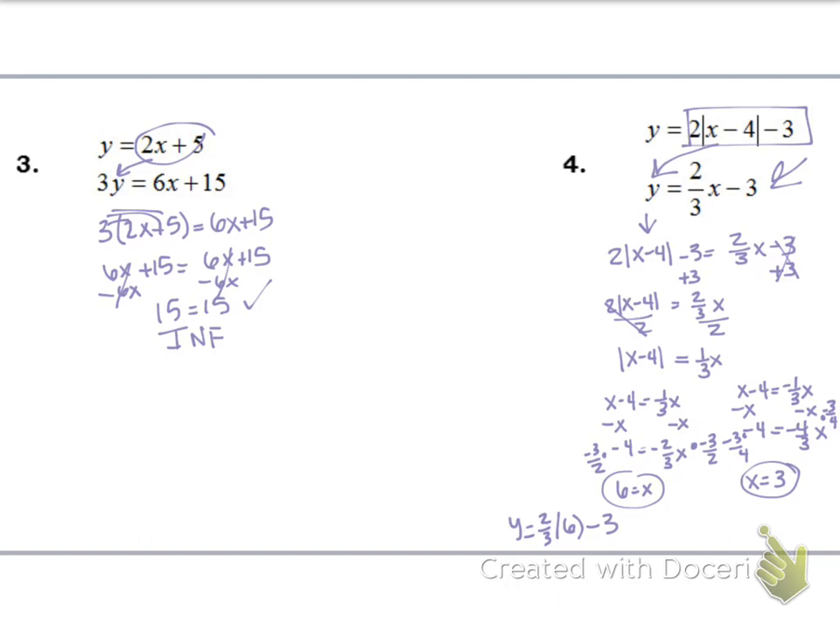Minus 3. So I would just type in my calculator, 2/3 times 6 minus 3. I get 1. Now I do my 3. So y equals 2/3 times 3 minus 3. I would get negative 1. So the point then is 6, 1, and 3, negative 1. So make sure you're finding that actual point of where they'd be intersecting at.